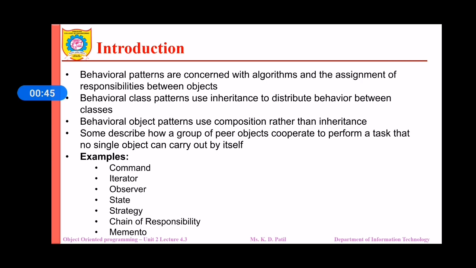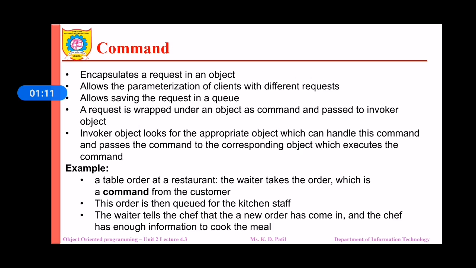Some of the behavioral design patterns describe how a group of peer objects cooperate to perform a task that no single object can carry out by itself. So there is a teamwork of objects. Some of the examples of behavioral design patterns are command, iterator, observer, state, strategy, chain of responsibility pattern, and memento pattern. Let us see the command pattern.